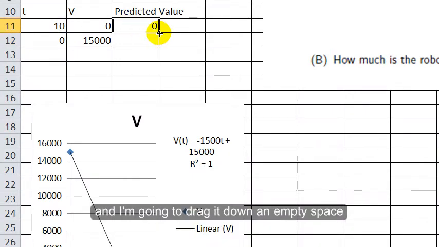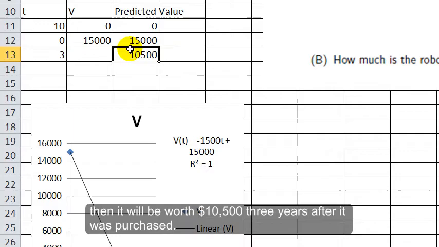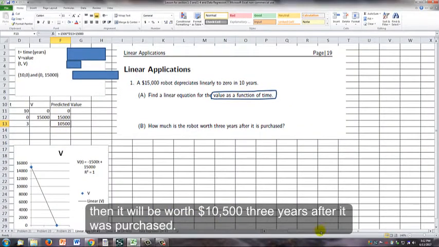And I'm going to drag it down in empty space, and I want to answer question B, which says how much is the robot worth 3 years after it's purchased. So if I substitute 3 in for T, then it will be worth $10,500 3 years after it was purchased.